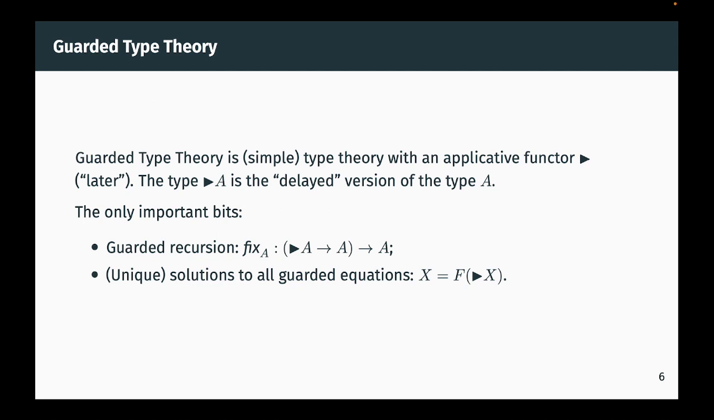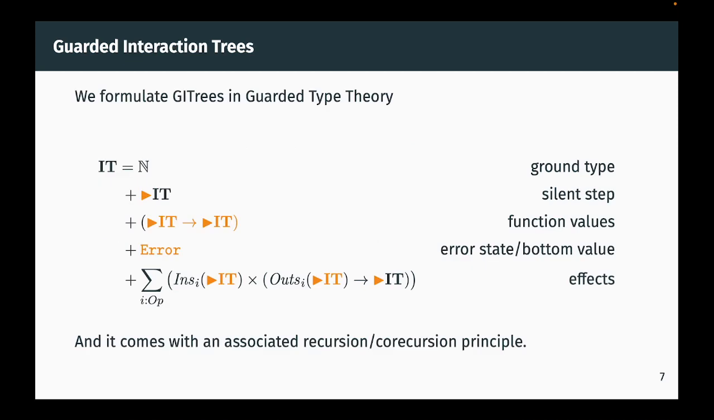Right, so now with this, we can actually define our type of guarded interaction trees as the unique solution to a particular equation. And here we can see we still have a number of components. So we still have the component that corresponds to ground types, which again, for simplicity here, we take to be natural numbers. We have a component that corresponds to a silent step of a computation. And we have a new component that corresponds to functions to represent higher order computations.